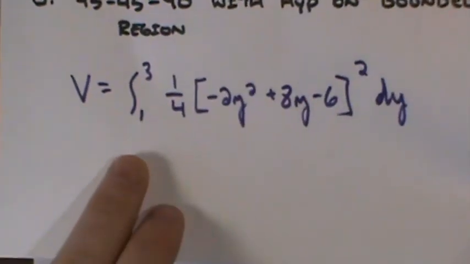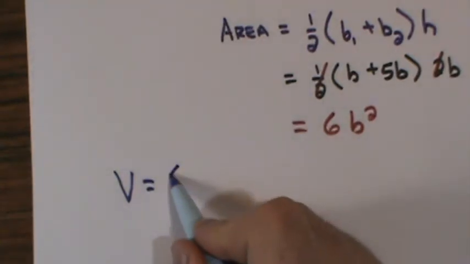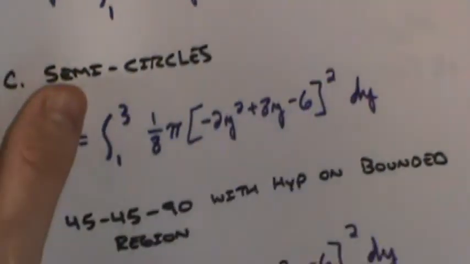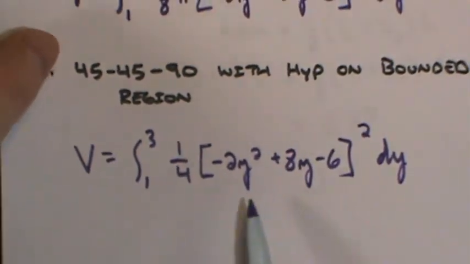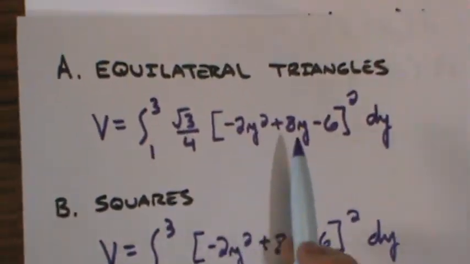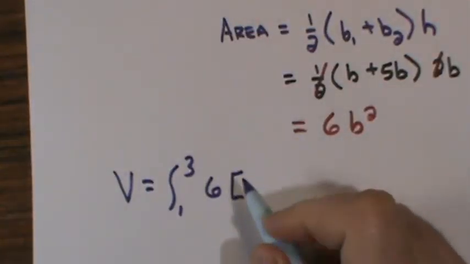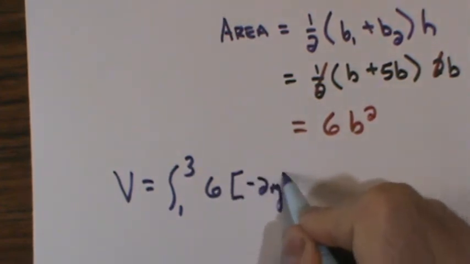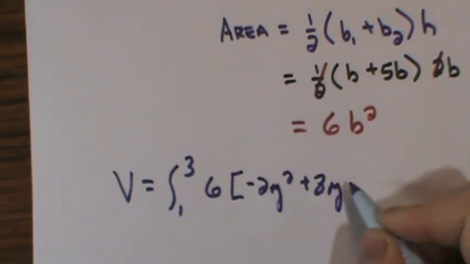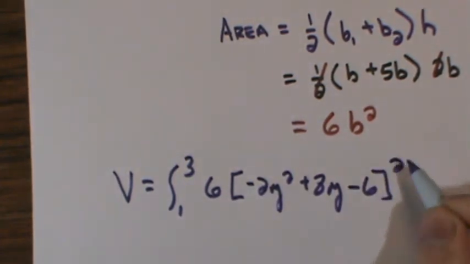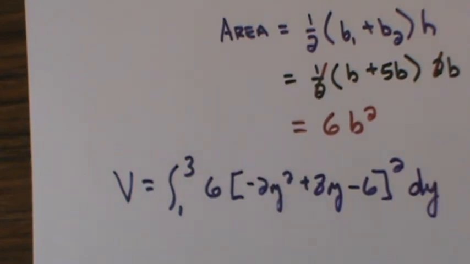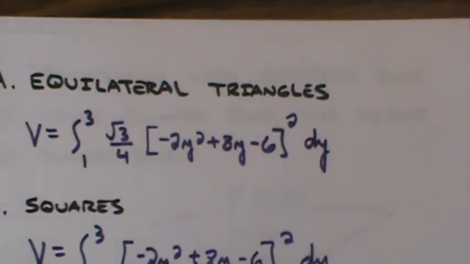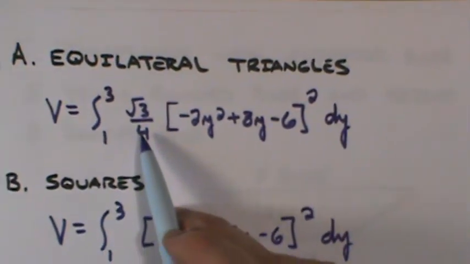It's going to be the bounded region from 1 to 3. So the integral from 1 to 3 of 6 times that designated base. See how crucial that is, because I just keep reusing it again and again and again. If you make a mistake there, all your problems are wrong. So I say negative 2y squared plus 8y minus 6, squared, dy. And you see how each one of these is pretty much the same problem over and over again. You're just changing the formula.